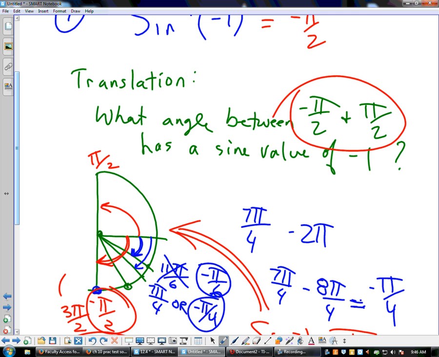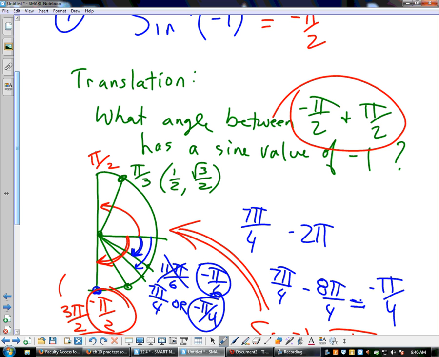So 60 degrees or pi over 3, that's up here. Pi over 3 is here. The ordered pair is 1/2, comma, square root of 3 over 2. So your answer for number 10 should be pi over 3 and 60 degrees.